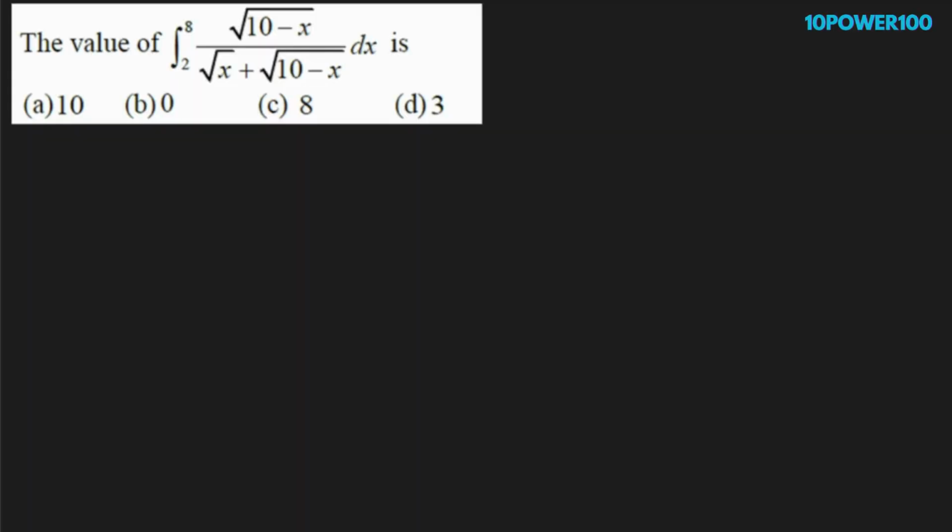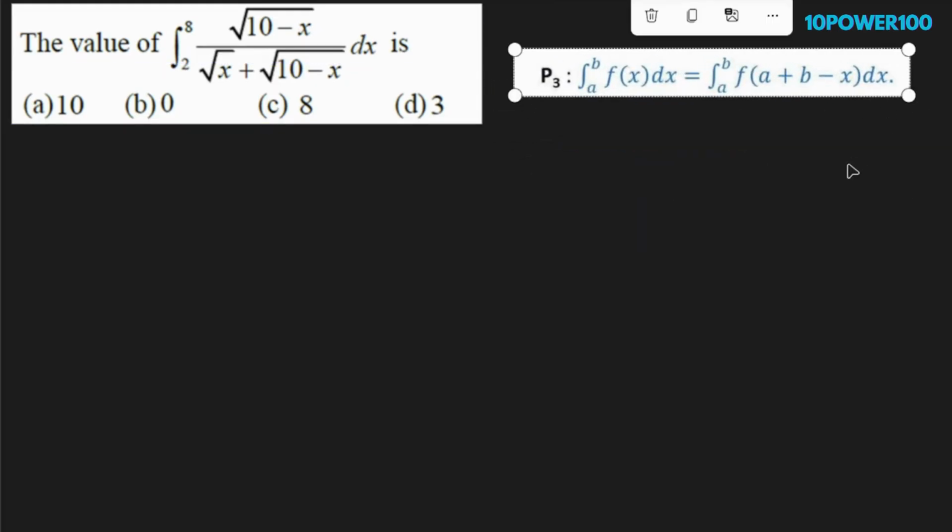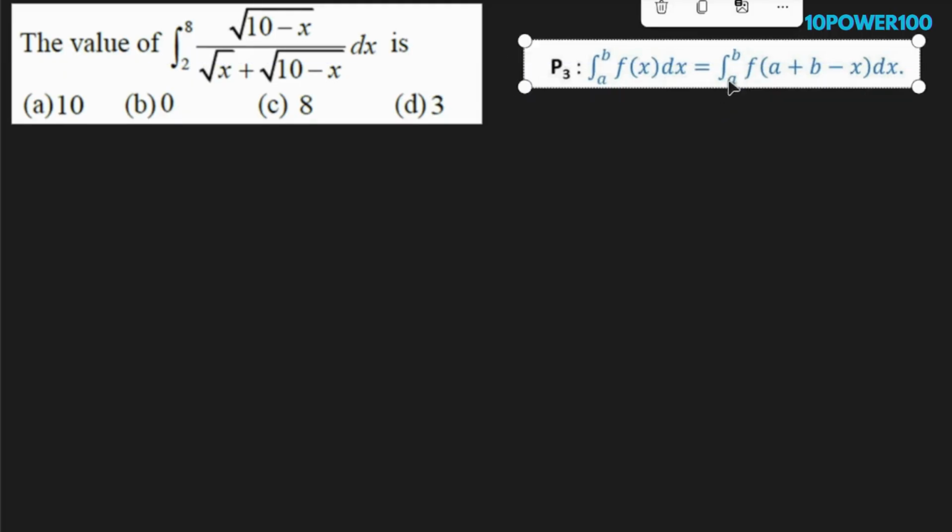Next question, the value of the integral from 2 to 8 of root 10 minus x whole divided by root x plus root 10 minus x. This problem can be solved by using one of the integral properties, that is, the integration from a to b of f of x dx is equal to the integration from a to b of f of a plus b minus x dx. That means you have to add up both the limits minus the function dx. Let's see how to solve this.